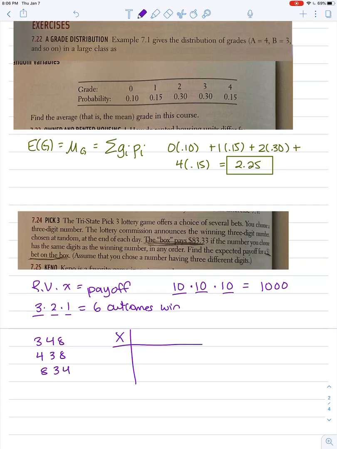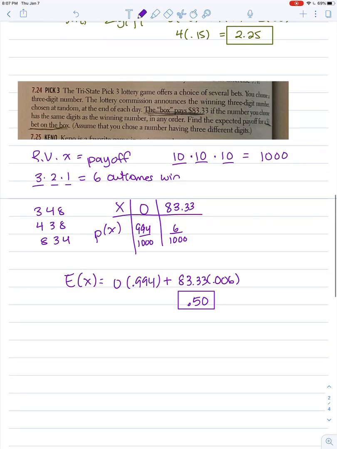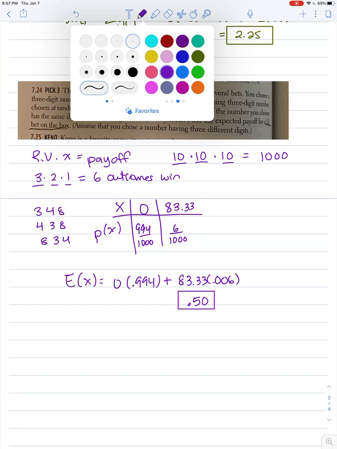So X is 0. You would either win $0 or 83.33. And P of X, you'd win 0 a lot of the time, 994 out of 1,000 times. And you'd win 83.33 6 out of 1,000 times. So to do the expected value, it's 0 times 0.994 plus 83.33 times 0.006. So you're pretty much not going to win. The expected value, the average would be 50 cents. That's over many, many times.